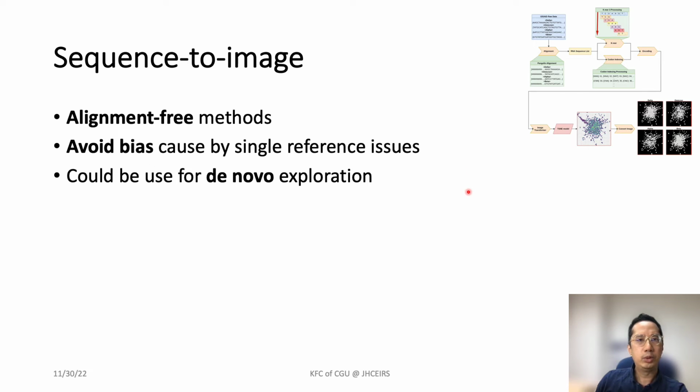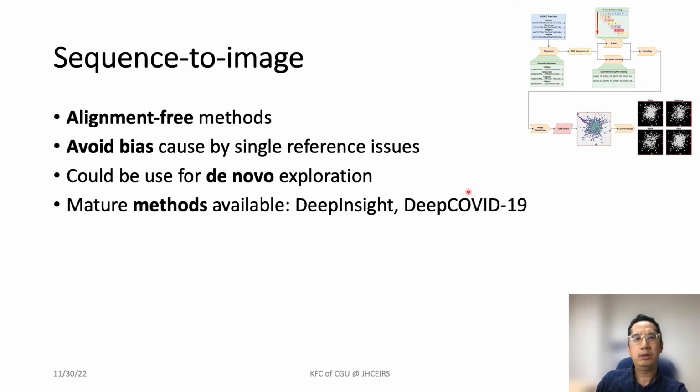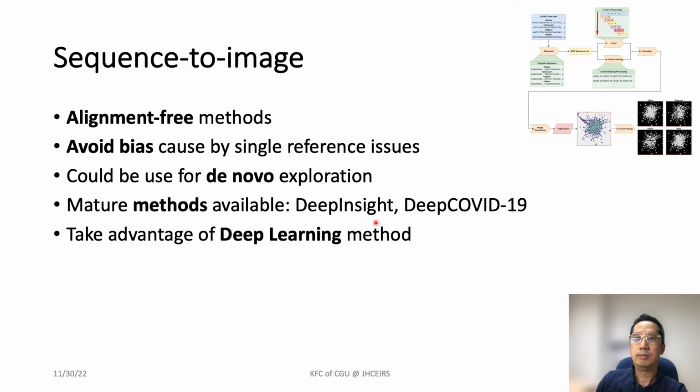It could also be used for de novo exploration, and the methods are pretty much mature and available, such as DeepInsight and DeepCOVID-19. And lastly, we could use the transformed data to take advantage of deep learning methods.